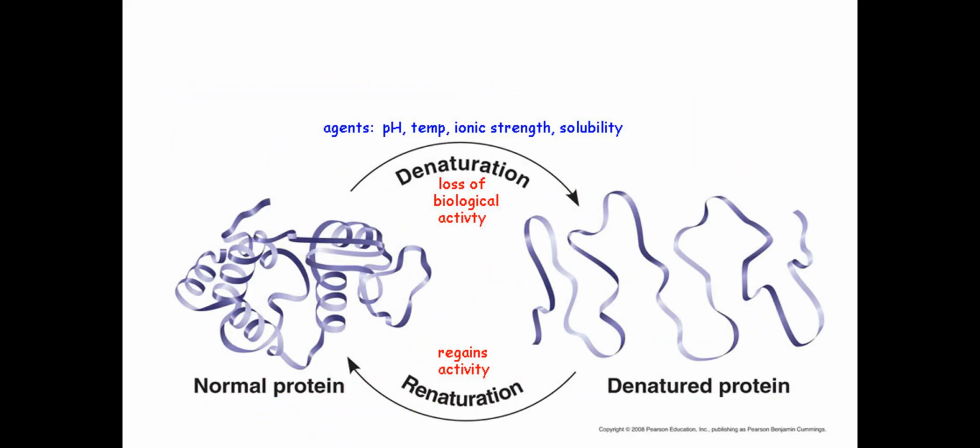Enzymes are mainly protein in nature, so proteins can denature with agents like pH, temperature, ionic strength and solubility, and this denatured protein or enzyme can regain its structure by renaturation.